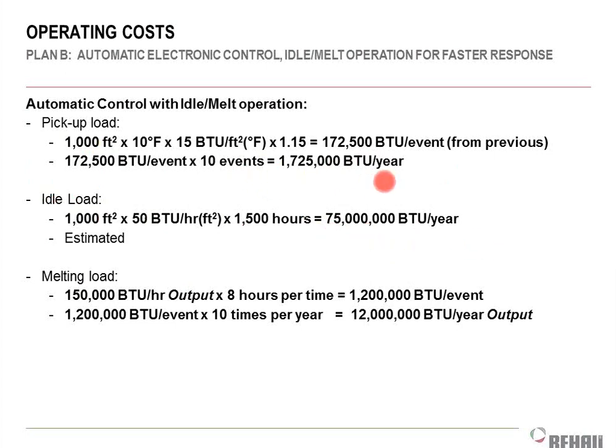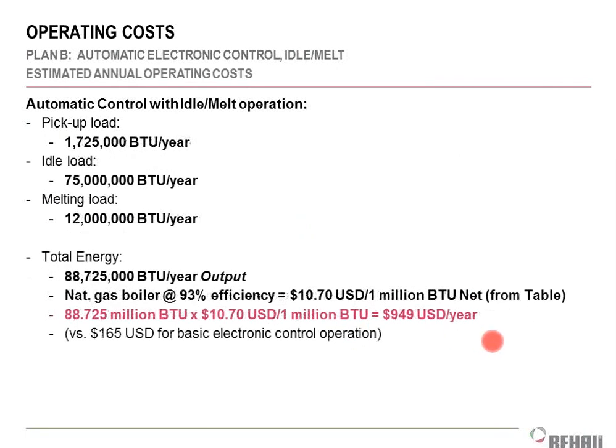So I got 2 million BTUs per year to pick it up on those 10 event days, 75 million BTUs a year to keep it idling at 28 degrees all winter long for me, and then 12 million to actually melt the snow. So in this example, for that 1,000 square foot slab, it's going to cost me like $950, right? Versus 165 for my basic control, which is the on-off switch or the timer.